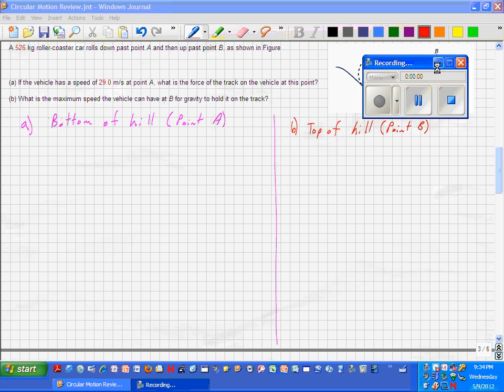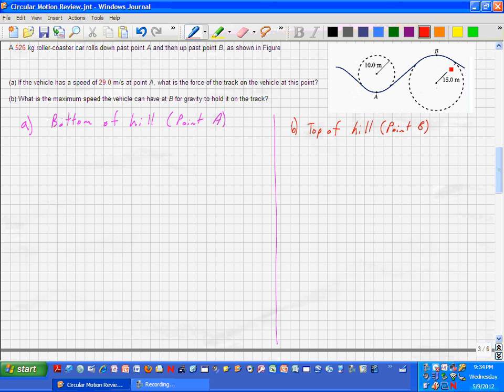Okay, some more circular motion problems. In this case, we're going to take a look at going down a hill, and we're going to look at the force supplied by the track at the bottom of the hill. And then at the top of the hill, we're going to look at the maximum speed that this roller coaster car can go over this part of the hill without leaving the track, without launching itself. So let's take a look at this.